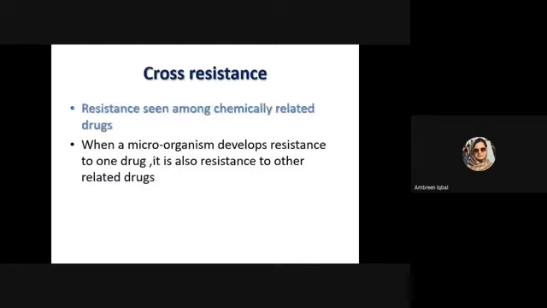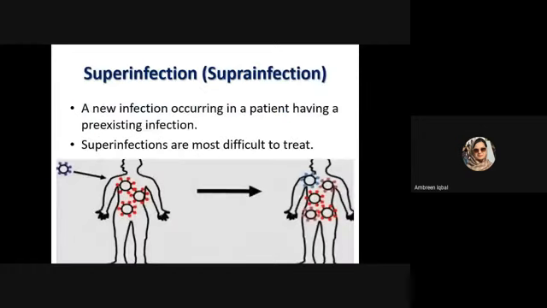Now, this is a term named cross-resistance. Resistance seen among chemically related drugs. When a microorganism develops resistance to one drug, it is also resistant to other related drugs. Superinfection is a new infection that occurs in a patient having a pre-existing infection. The patient takes some antibiotics for the pre-existing infection, but by the use of these antibiotics, the patient is prone to another infection, named superinfection, that is most difficult to treat.